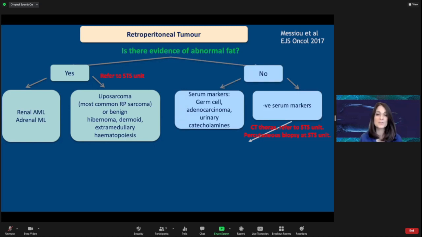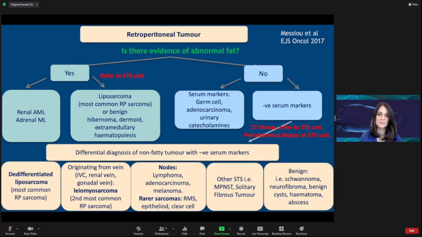But if it's not a fatty mass and we're considering a solid mass, think about whether the patient demographics might suggest germ cell tumour. Could serum markers be helpful? Make sure the staging is complete. Is there a primary tumour that we're missing or metastatic disease that helps us with the differential? Now, remember, for a solid mass in the retroperitoneum, it can still be a liposarcoma even if you can't see abnormal fat. It may be that the whole tumour has differentiated.